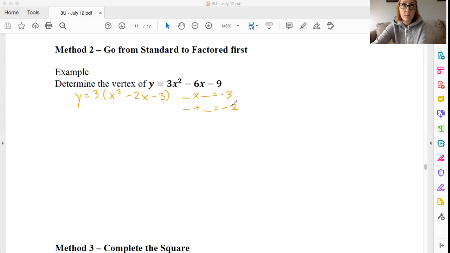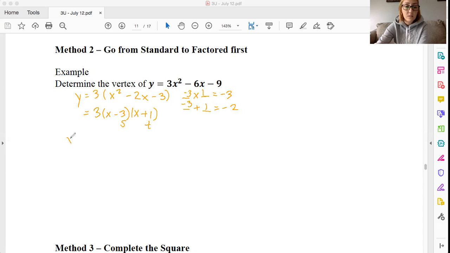Okay, so -3, we would have, sorry, I'm having a little brain fart there, we would have -3 and +1. Okay, so this would be equal to x minus 3, x plus 1. Same thing that we did above. So this is our s, this is our t.